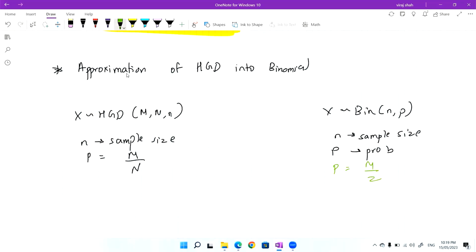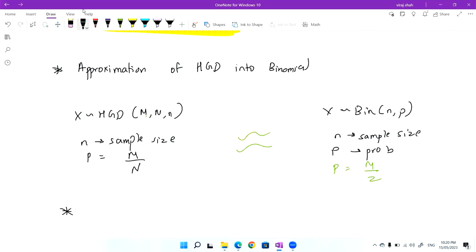So you can say, if a hypergeometric distribution is given and you want to do the calculation with the binomial distribution, then whatever the n is, keep that as it is, but for probability p, instead of writing m upon n, write m upon N. This would be a close approximation of your hypergeometric distribution and your binomial distribution. That's one thing I wanted to discuss.